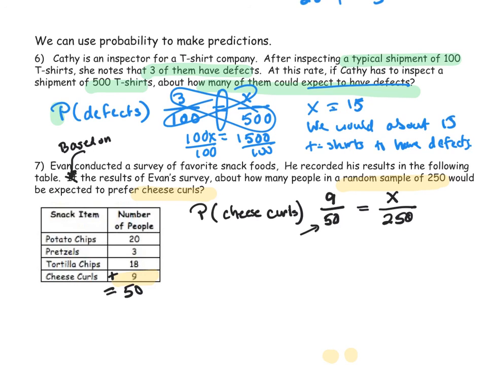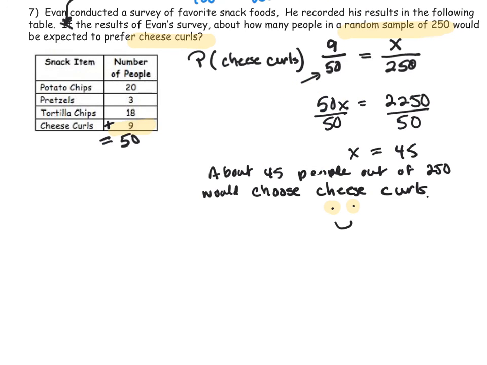So would you please pause this video now and work this out on your own, and then check back when you're done to see if you agree with the answer. And that would be about 45 people would choose cheese curls out of 250.